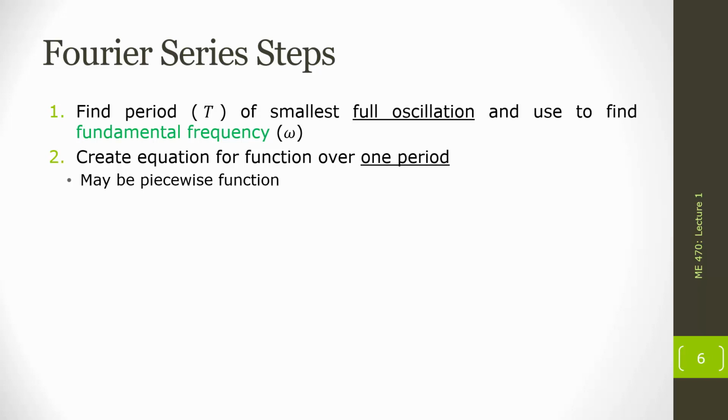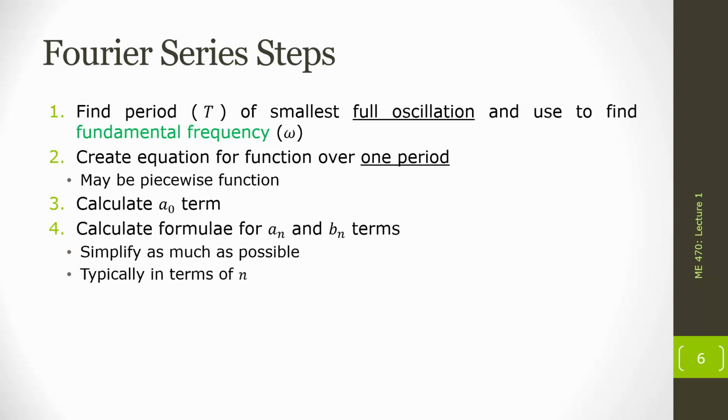then we can proceed to start calculating our coefficients. So I would recommend calculating that a naught term using the previous equation where we're going to integrate x of t from 0 to T. So we have that constant term. Then we can calculate the usual formulas for the a_n terms and the b_n terms. Like I said before, typically these are going to be in terms of n and not just always the same constants themselves. And we're going to see different ways that we are able to simplify the a_n and b_n terms.